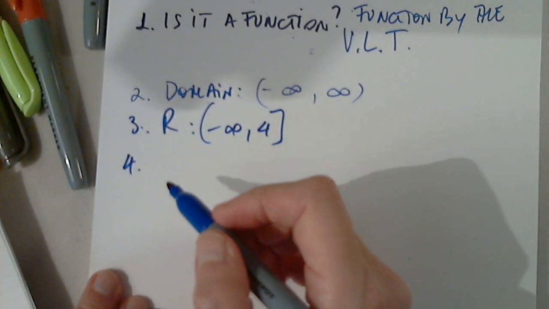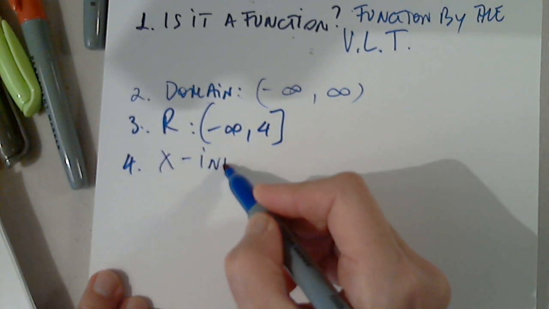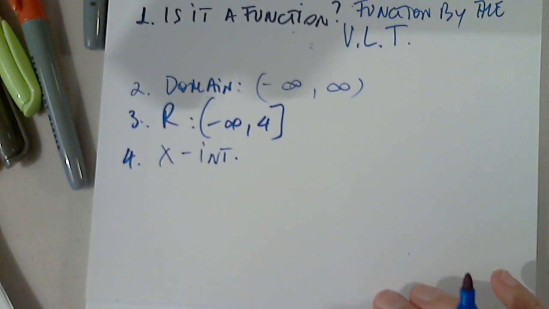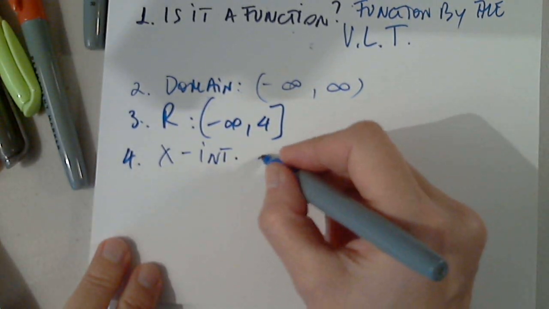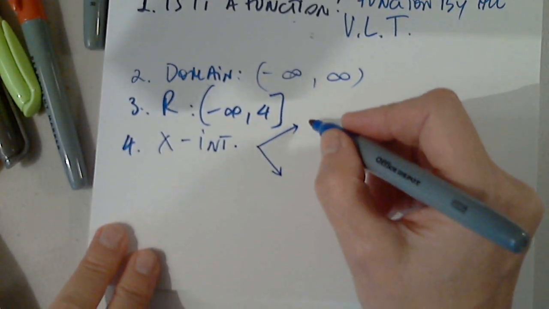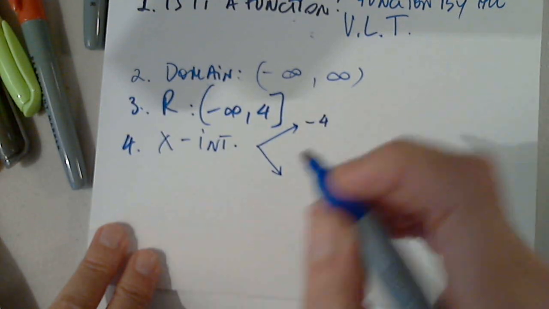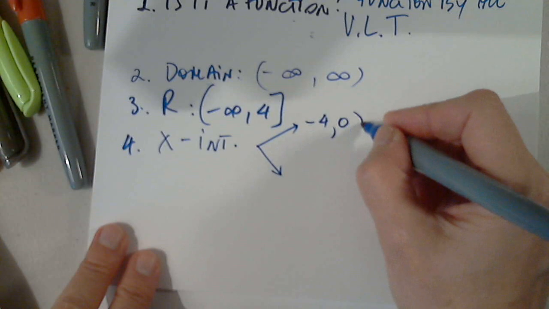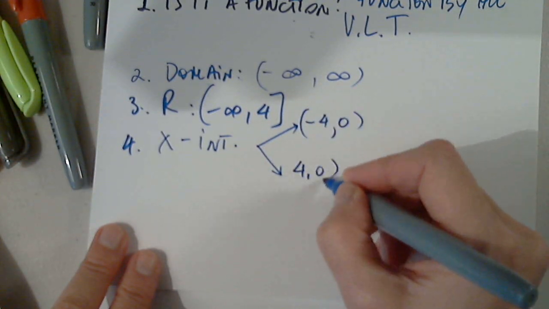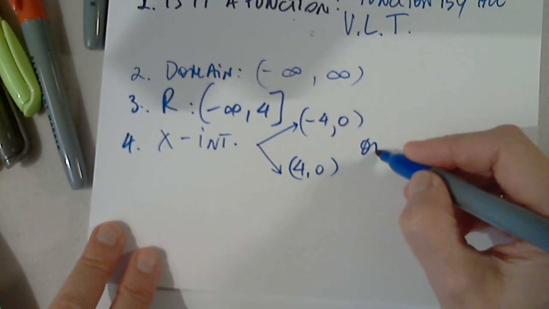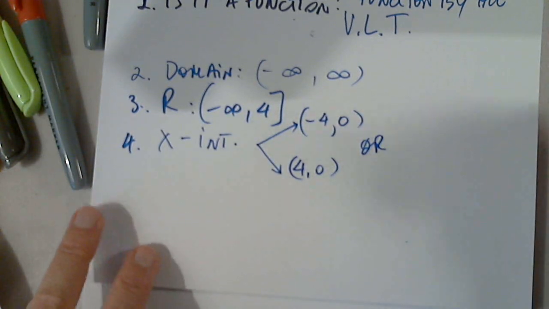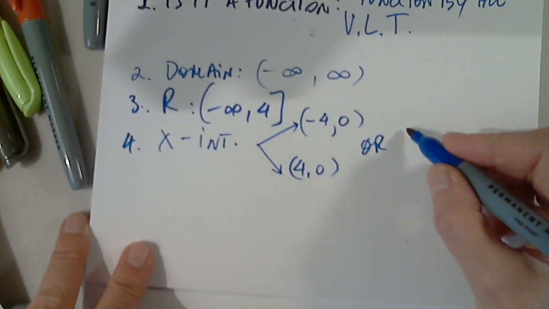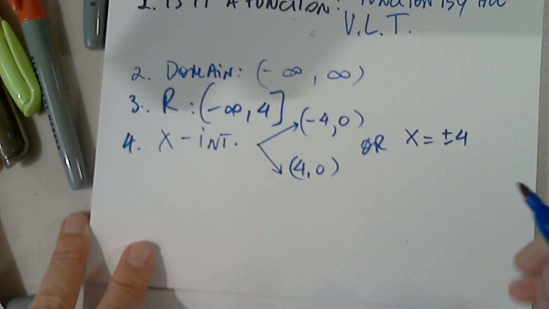Number 4, x-intercepts, if they exist. Negative 4 and positive 4. Very good. We have two options. We have to say either x equals, or write them like this. Or if the problem is not asking for ordered pairs, these will be okay also.